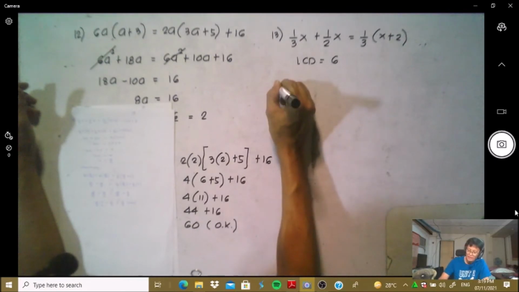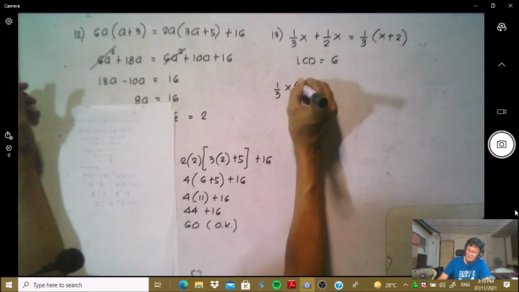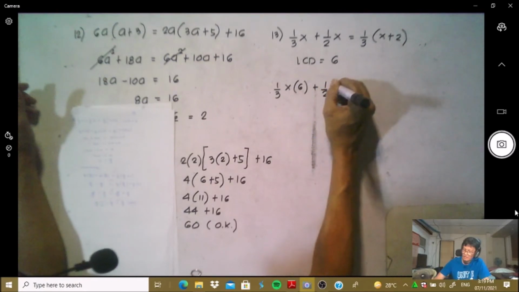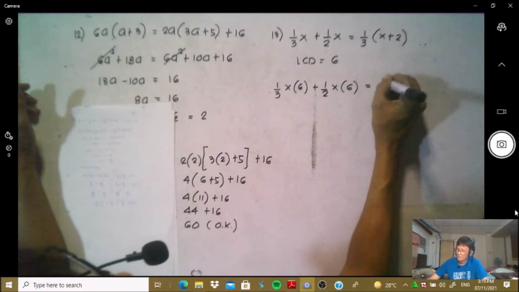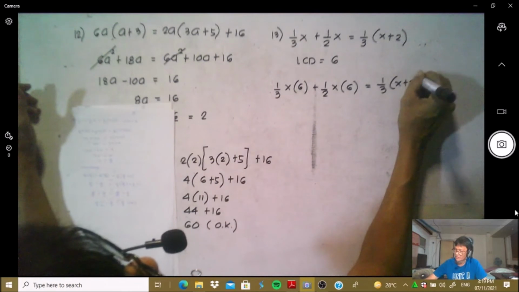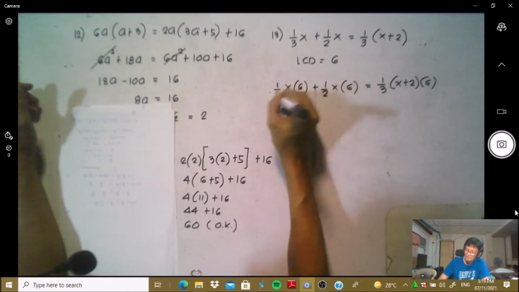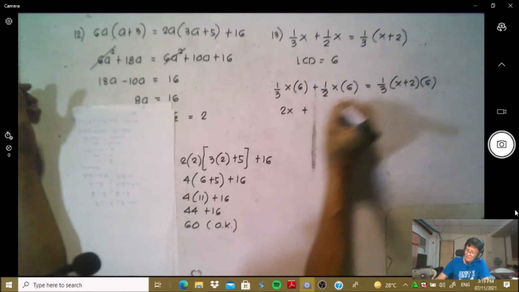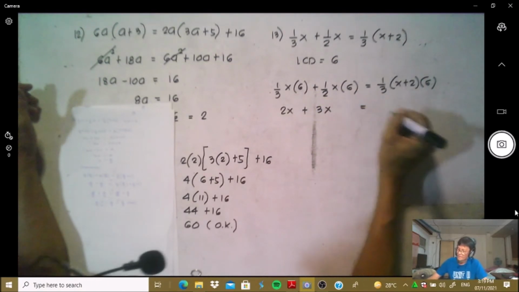So we have 1/3 multiplied by x multiplied by 6 plus 1/2 of x multiplied by 6. And this will be equal to 1/3 of x plus 2 multiplied by 6. We can simplify this first. We have 6 divided by 3 is equal to 2. So we have 2x. Then plus 6 divided by 2 is 3. So this becomes 3x equals.